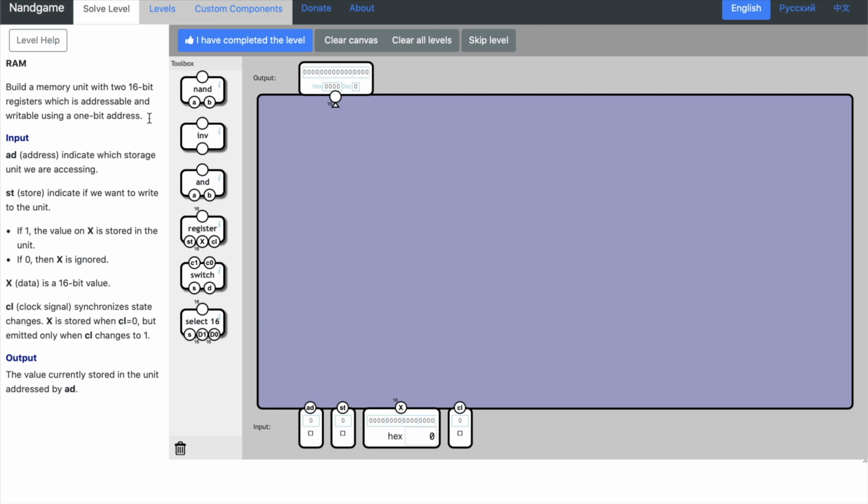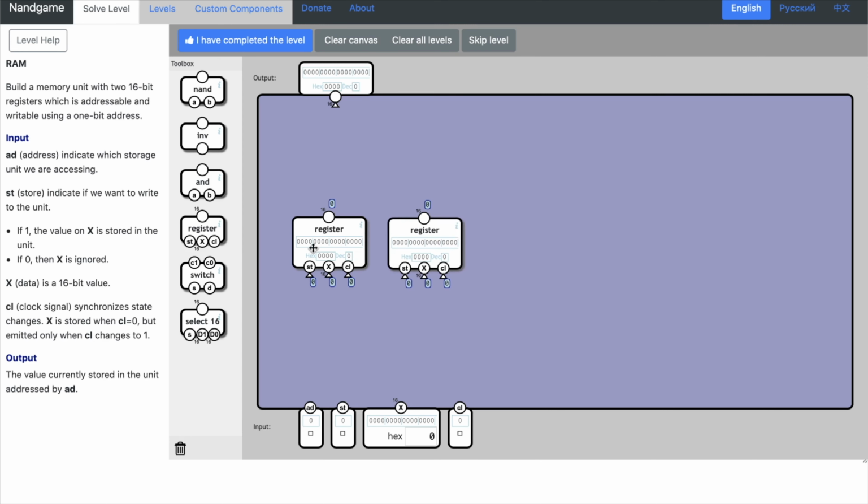Build a memory unit with two 16-bit registers, which is addressable and writable using a 1-bit address. Address indicating which storage unit we're accessing. Store indicates if we want to write to the unit. That's a data value. All right, so this is basically building up a RAM bank. That's what we're saying here. So again, we want two 16-bit registers. They tell us that outright.